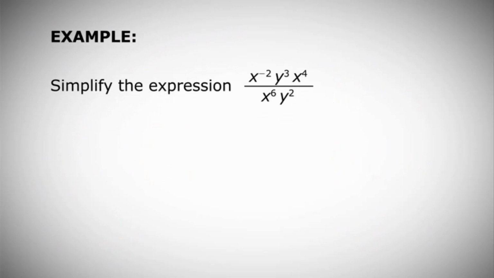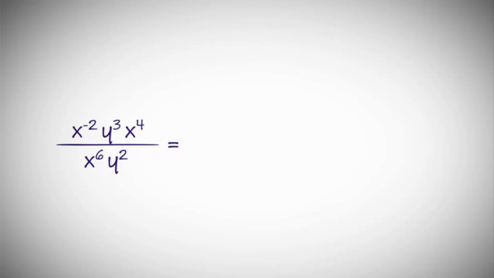Let's try an example. Simplify the expression x to the -2 times y to the 3 times x to the 4 divided by x to the 6th times y to the 2nd power. First thing we want to do in a situation like this is combine like terms in the numerator and the denominator. In our numerator, we have two terms that contain the same base, x.